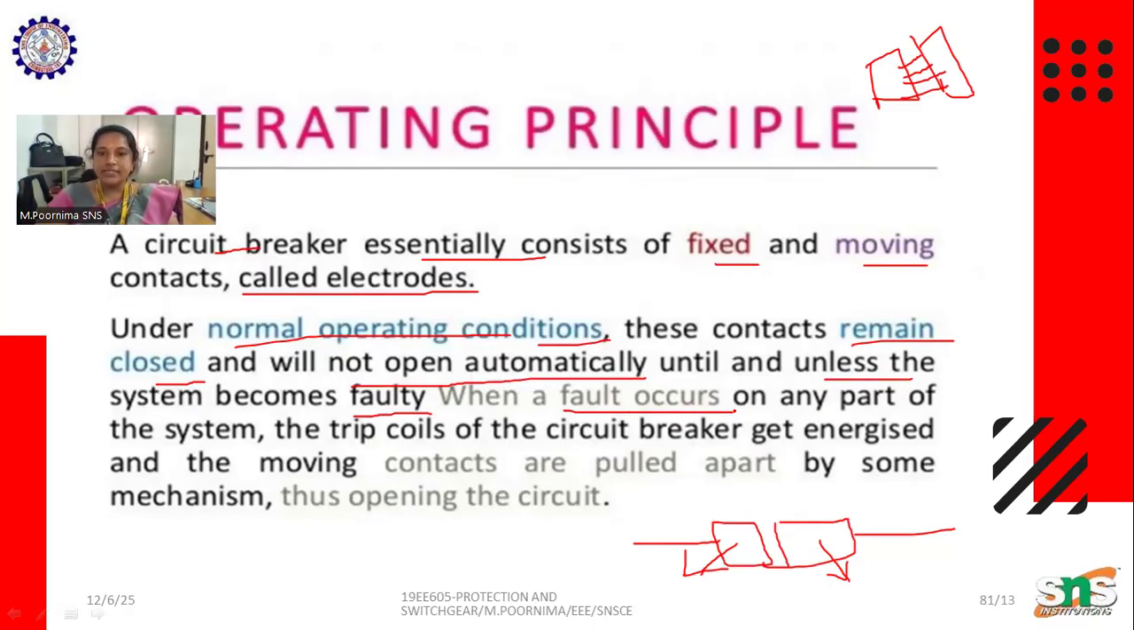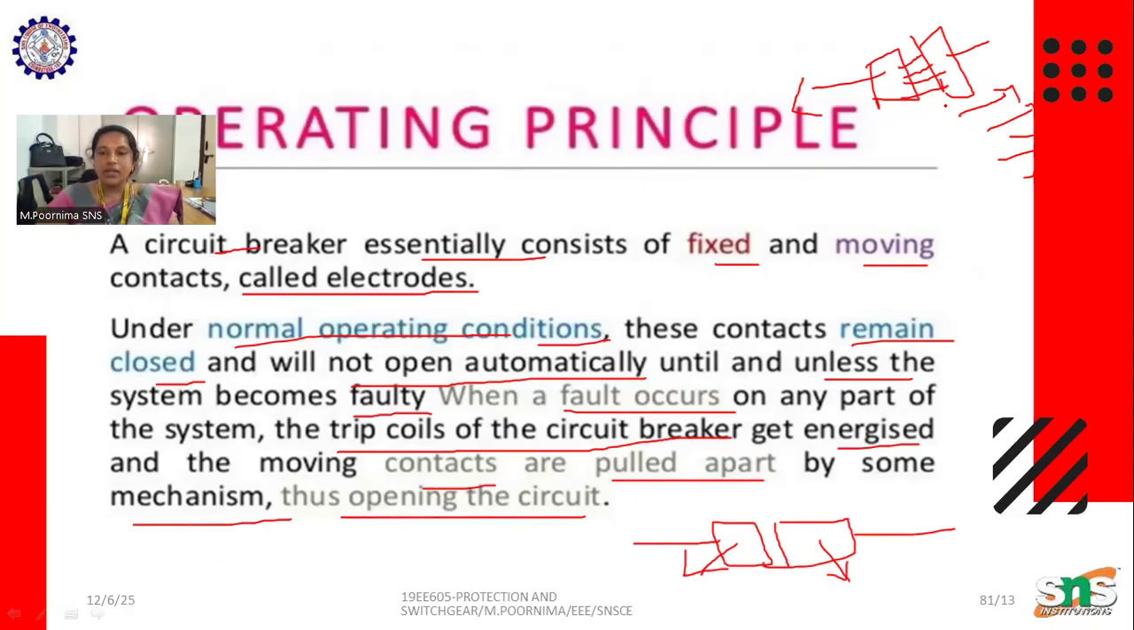When a fault occurs on any part of the system, the trip coil of the circuit breaker gets energized, and the moving contactors are pulled apart from the fixed contactors by some mechanism. This opens the circuit breaker. When it is pulled, the circuit breaker gets open and automatically an arc is produced.